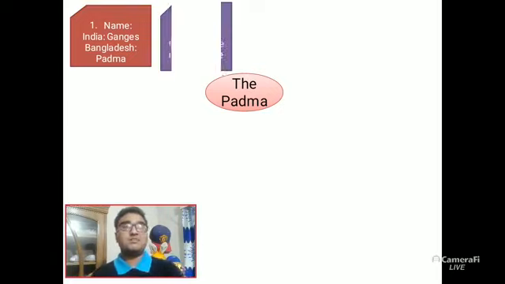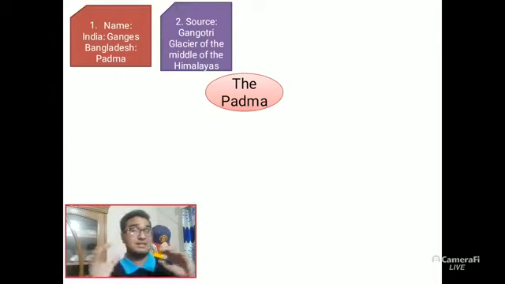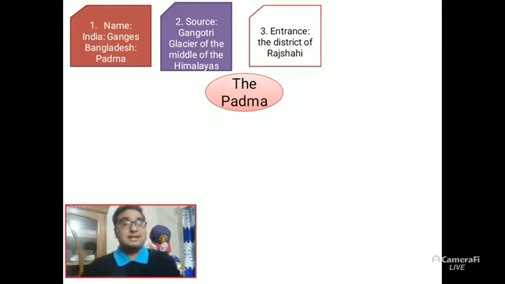Okay. The second information is the source. The river Padma has originated from the Gangotri glaciers of the Himalayas, and this is vital information, and you must write down this information in your answer script when you write about the river Padma. Number 3, entrance: the river Padma enters the district of Rajshahi of Bangladesh. So this is another important information.